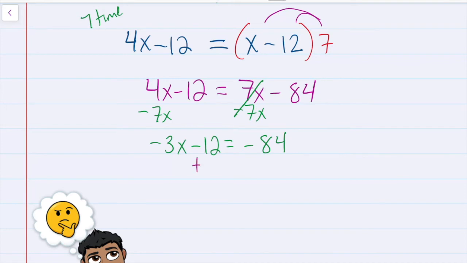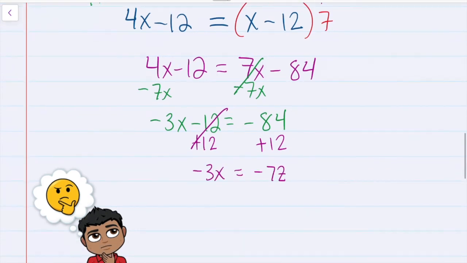And once again, let's leave the x alone. Plus 12, plus 12. And what is negative 84 plus 12? That will be negative 72. That equals negative 3x. And the final step, divide by negative 3. So if you divide by negative 3, what's a negative divided by a negative? Positive. And x is equal to 24.